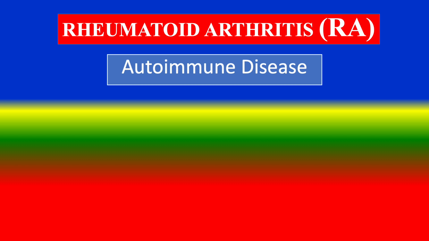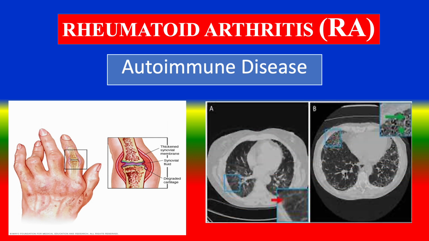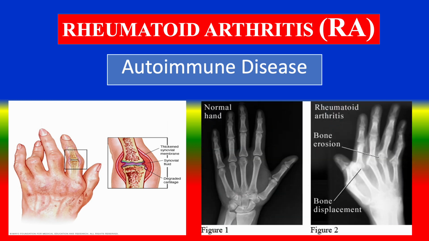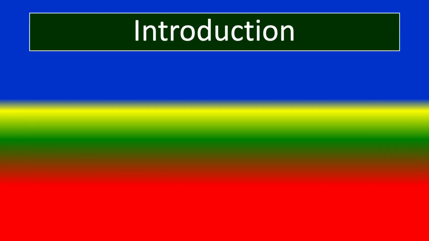Rheumatoid arthritis is an autoimmune disease. Look at this picture. It shows CT findings, an MRI, and then an X-ray showing a normal hand and rheumatoid arthritis with damage to the joint and bone. Details going on.